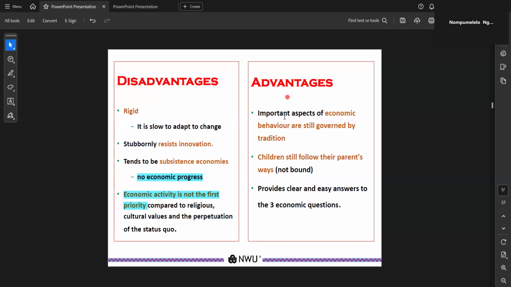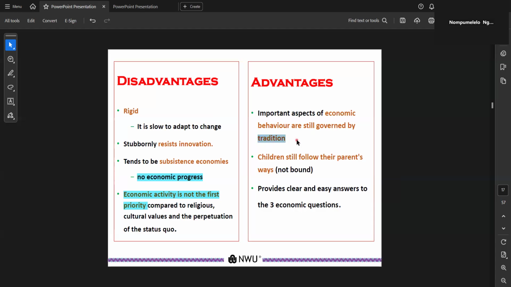And then the advantage of the traditional system is that economic behavior is still governed by tradition. So the advantage to them is that what they do is still governed by tradition. They're basically doing what they're used to doing.